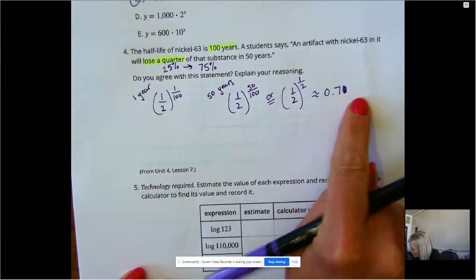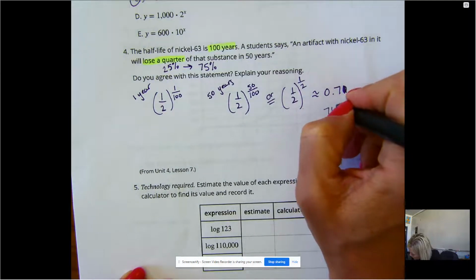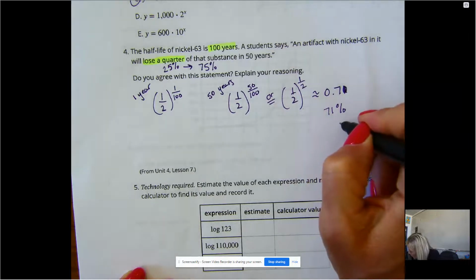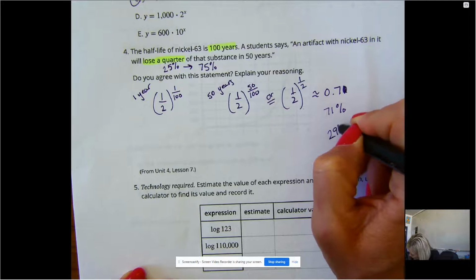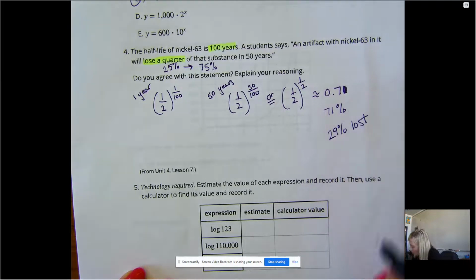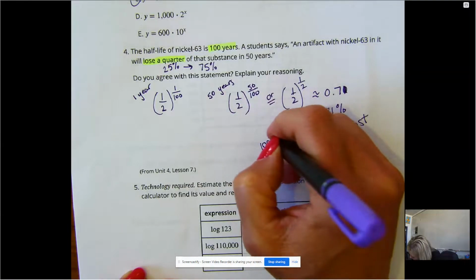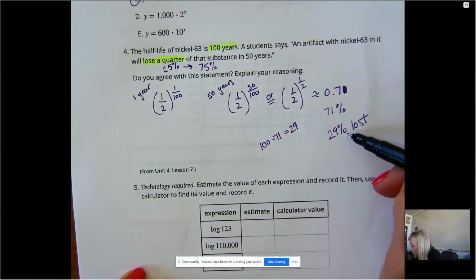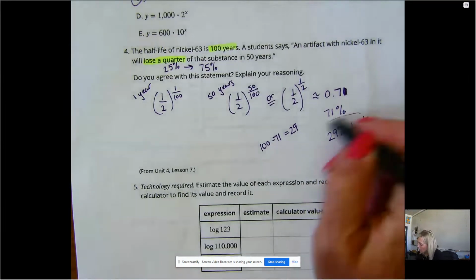So if the factor here is 71%, then this is what would remain, and 29% would be lost, because 100 minus 71 equals 29. So this is the percent retained. This would be the percent then lost. So he was close, but not quite.